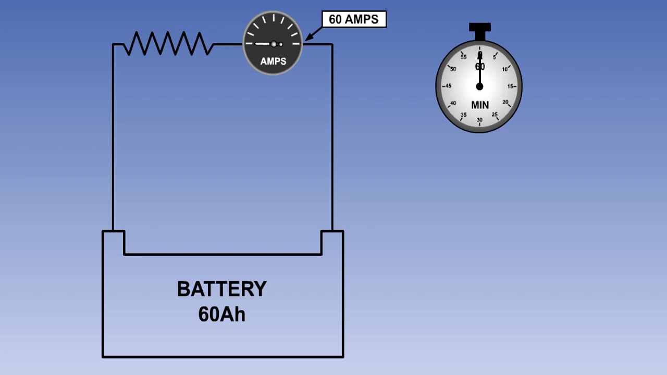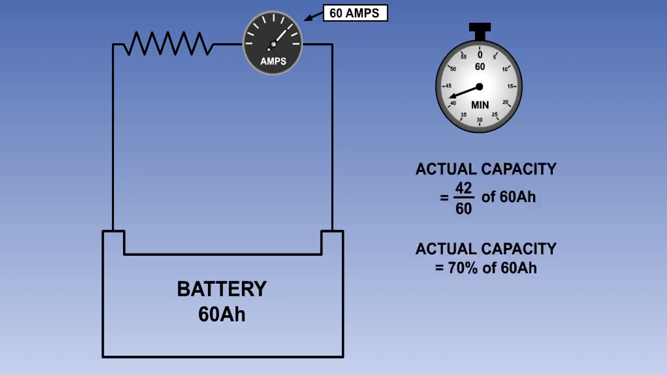Actual capacity is determined by the battery's deterioration in service. If a 60 ampere hour battery, when subjected to a 60 ampere load, lasts only 42 minutes, then the actual capacity is 42/60ths, or 70% of its rated capacity. In other words, the battery is only 70% efficient.